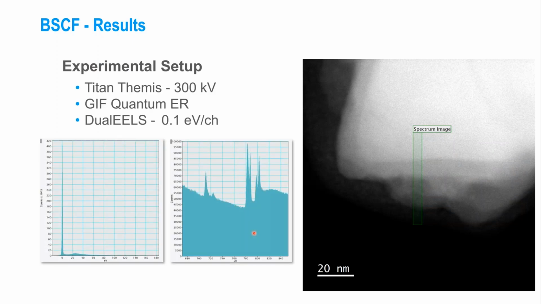Okay, so we spent a lot of time on the method validation, so let's now look at the interesting sample, the BSCF. Just to recap, this was done on the Titan, so dual EELS, 300 kV, 100 meV per channel. The signals that we're catching here are iron L, cobalt L, and barium M.